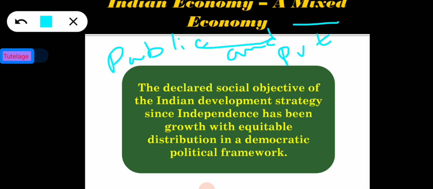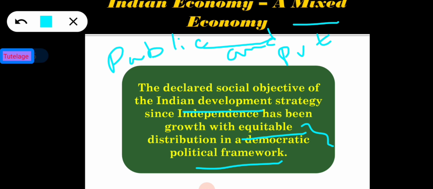Before independence, the Indian economy was backward, traditional, stagnant. And since 1951, the Indian economy has been on the forward move. Many structural changes have also taken place, but the Indian economy is still a developing economy, and the declared social objective of the Indian development strategy since independence has been growth with equitable distribution in a democratic political framework. So equitable distribution is basically related to the public sector.